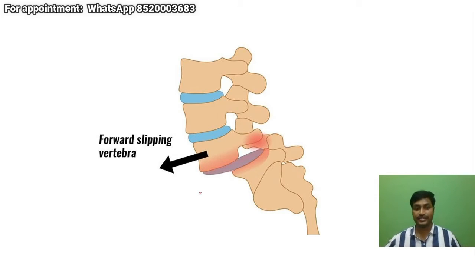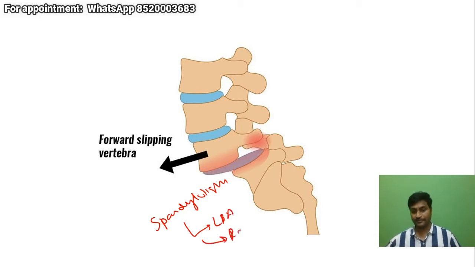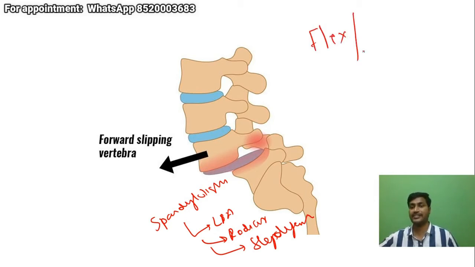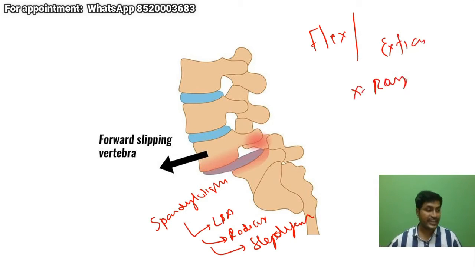Next, what is this pathology? Spondylolisthesis. In this, the patient will have both back pain and radicular pain, and on palpation there will be a step deformity, and this is very easy to diagnose with the flexion extension images. No investigation of the lumbosacral spine is complete without a flexion extension X-ray.